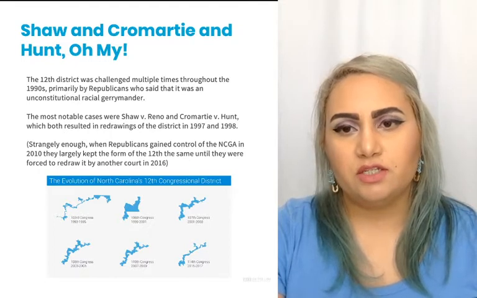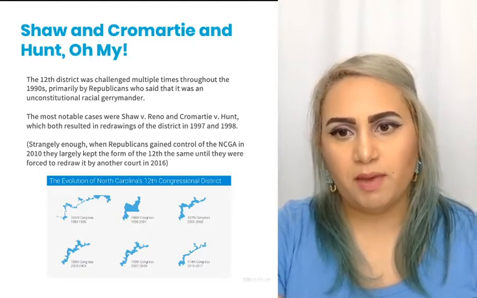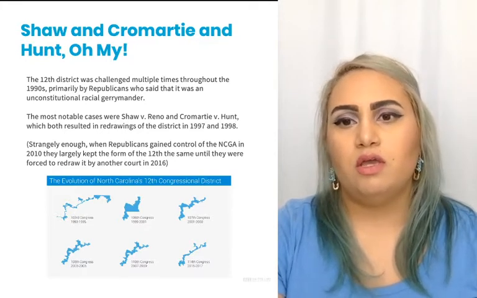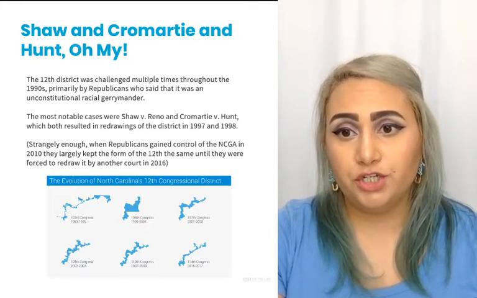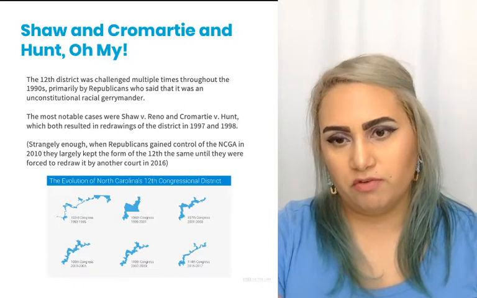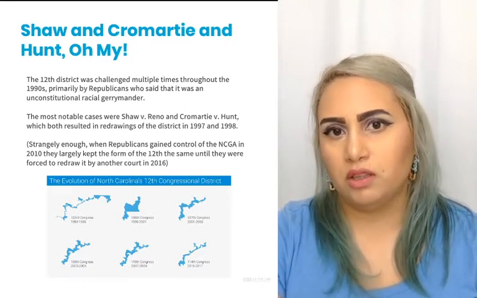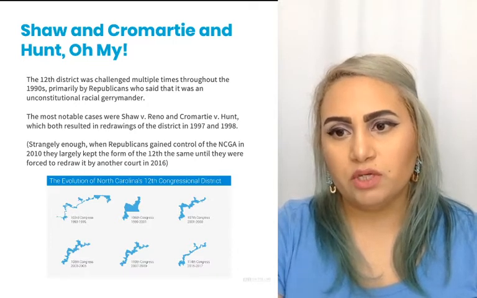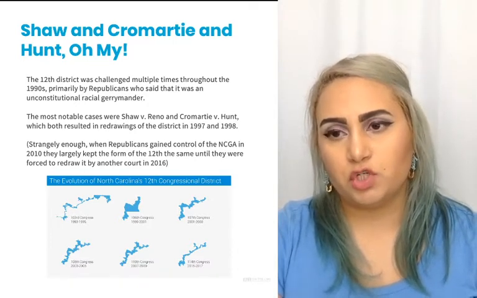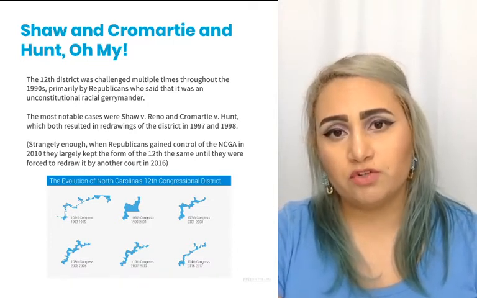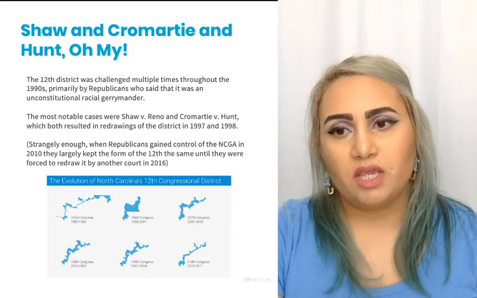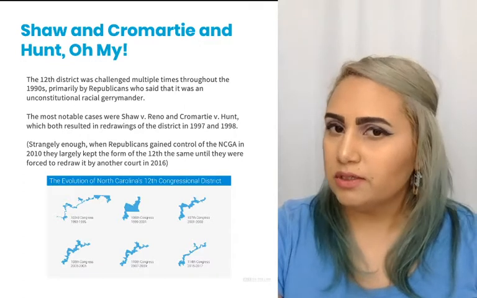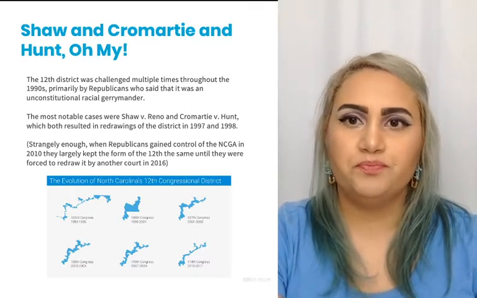So as you can see, the top left map here is the version of the 12th that was drawn in 1992, and then it went through a number of other versions due to a lot of litigation. But in the bottom right, you can see the version of the 12th that the Republican majority drew, and it doesn't look that different, so I don't know, weird.